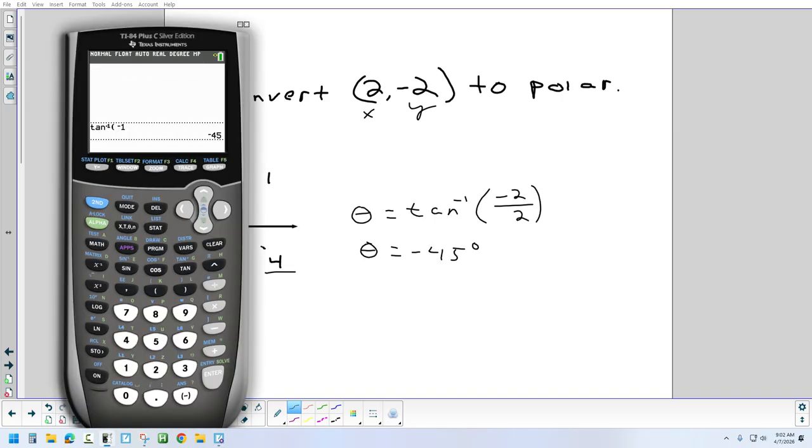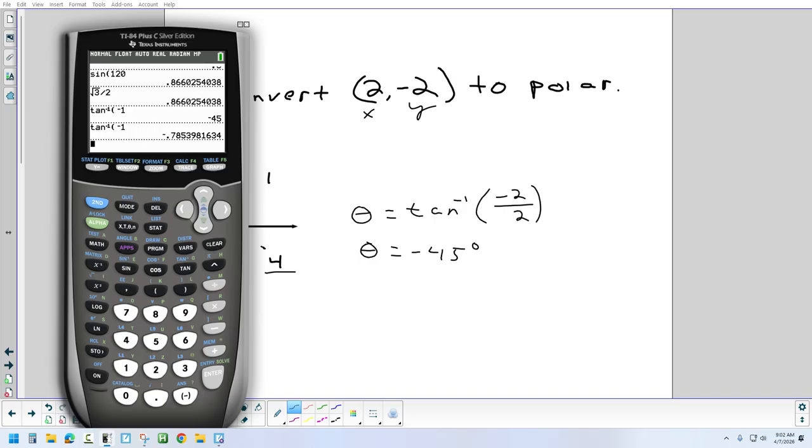Now, if I had done that in radians, I would not have gotten a nice answer, and I would have gotten that. So if you want to get a nice answer, or if you want to have a chance at a nice answer, do it in degrees first.